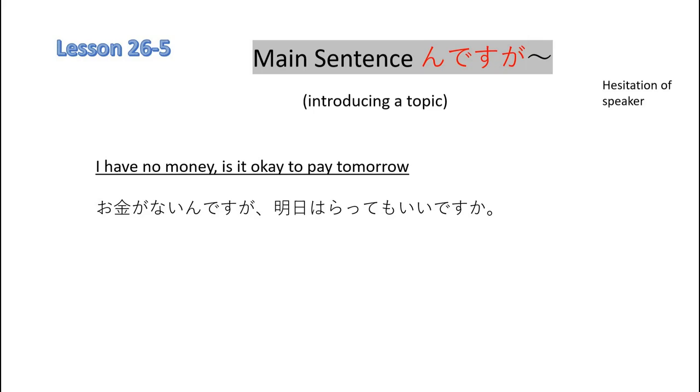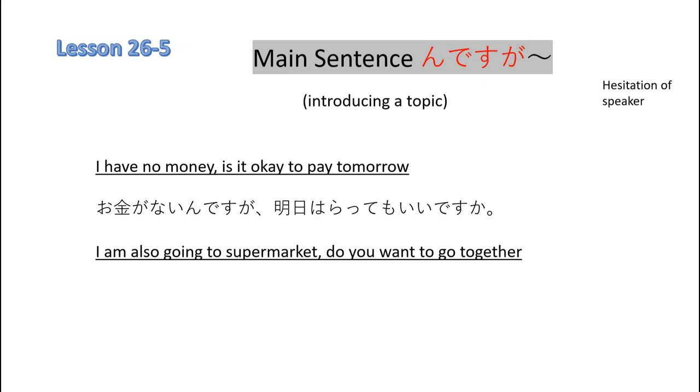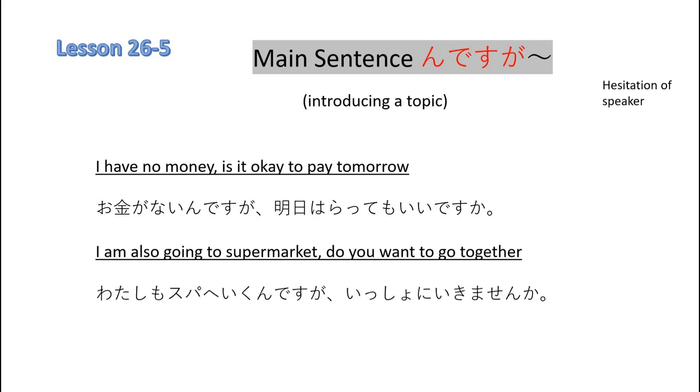お金がないんですが、明日払ってもいいですか? I am also going to the supermarket. Do you want to go together? So he is saying that I am going to the supermarket. So will you join me? 私もスーパーへ行くんですが、一緒に行きませんか? So the speaker is introducing a new topic that he is going to the supermarket. So won't you join with me?